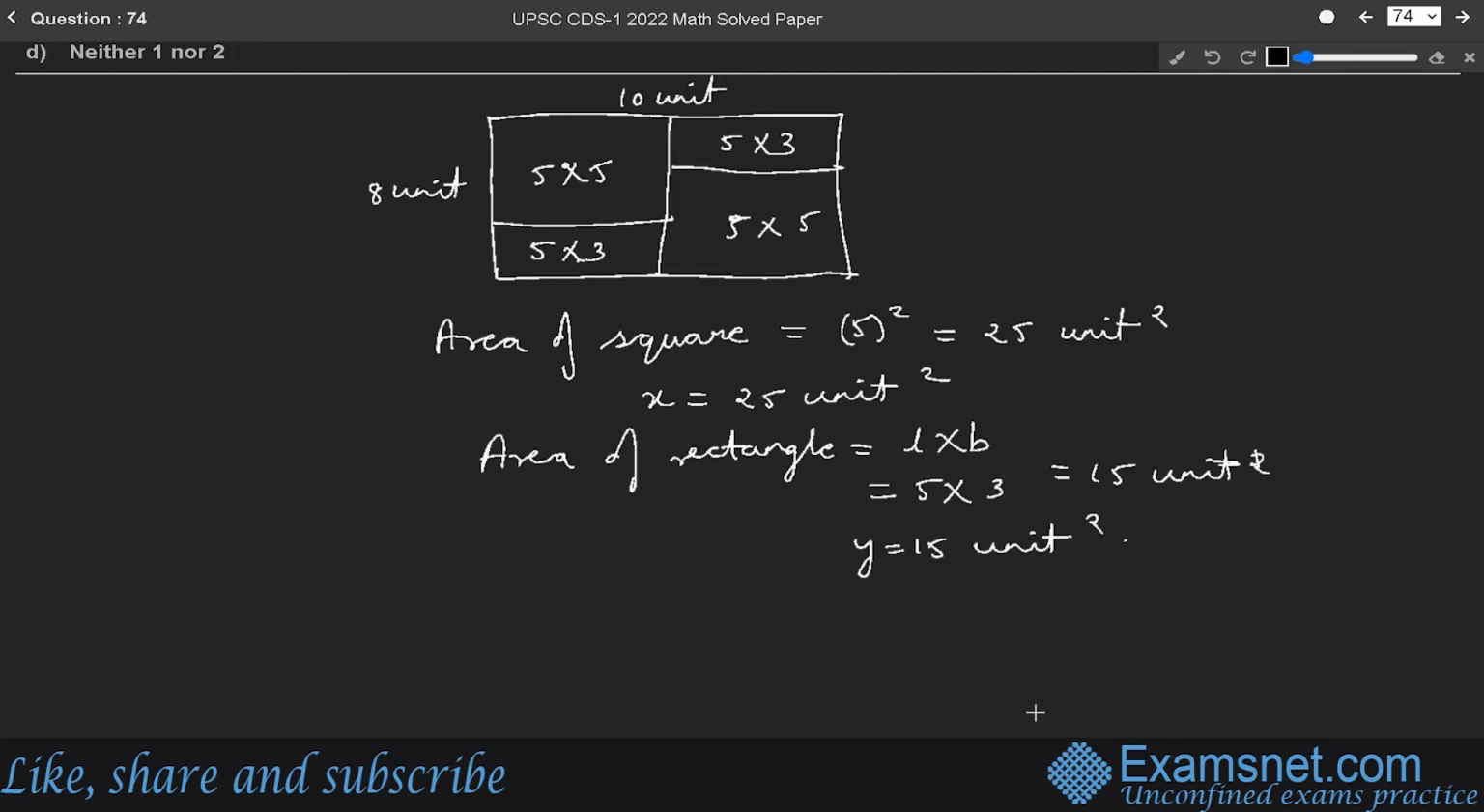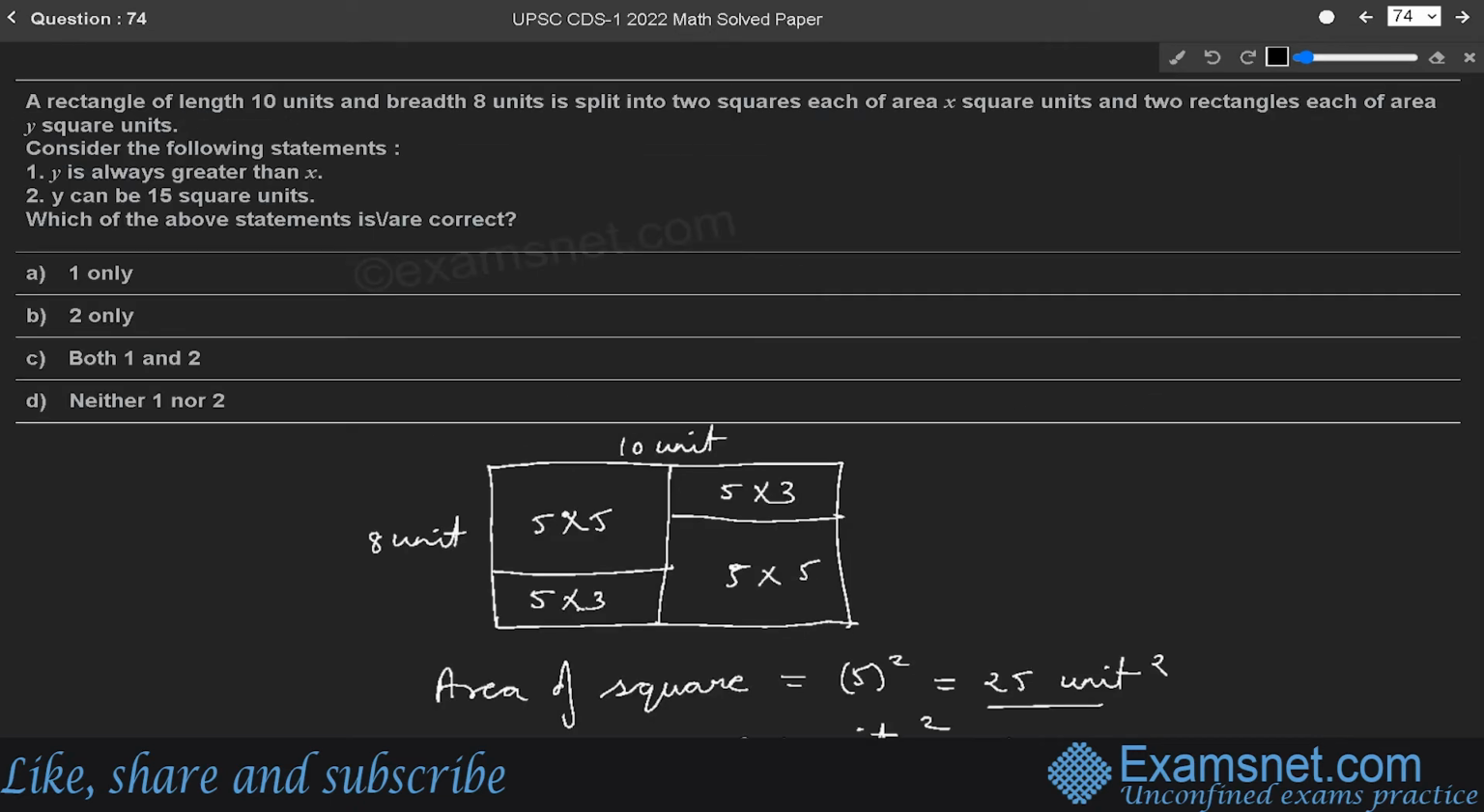You can see that x is 25 and y is 15. So y is less than x here. Therefore, only the second statement is correct, which says that y can be 15 square units. First statement is wrong because y is not greater than x. So only the second statement is correct for this question. Therefore, the correct option for this question will be option number B, 2 only. I hope this question is clear to you. You can see continuously questions are coming from surface area and volumes.